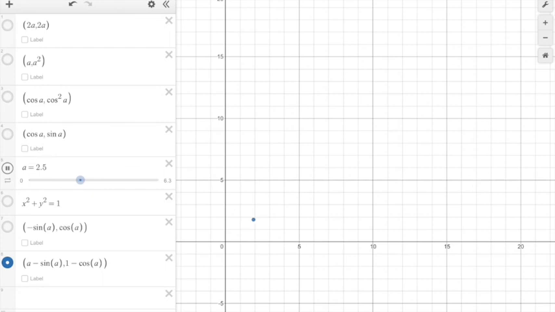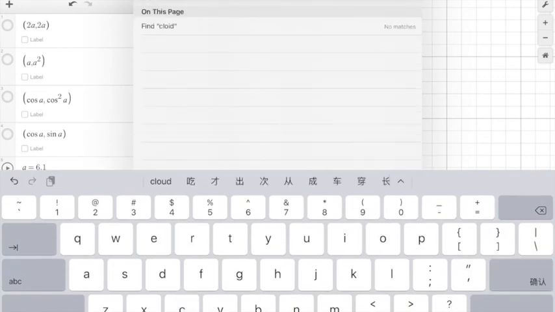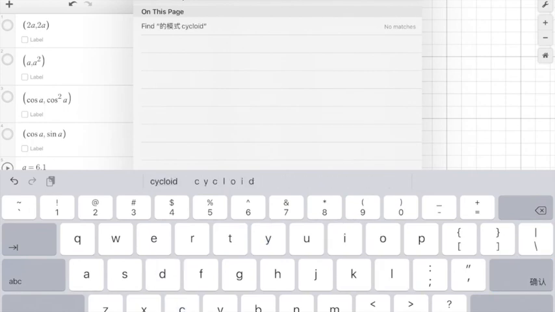At first it's pretty slow, and then faster, and then slow down. Let's look at it again. Slow, fast, slow. So that's actually how the thing is going to work.